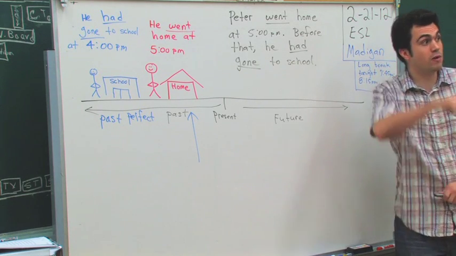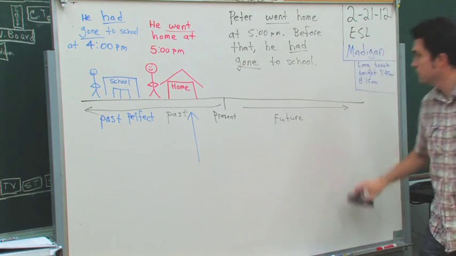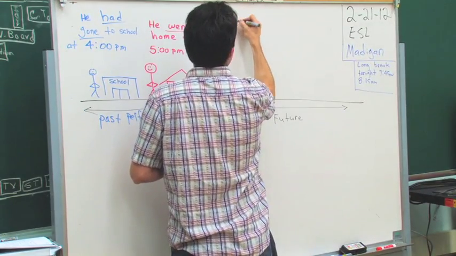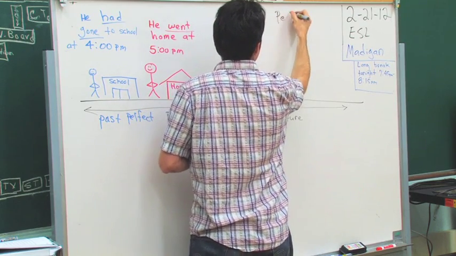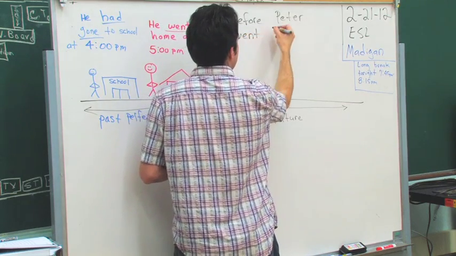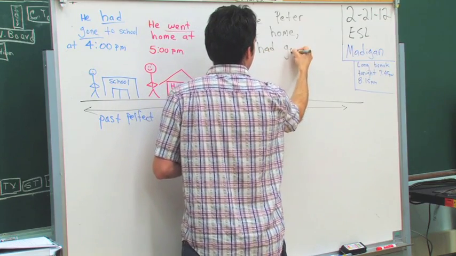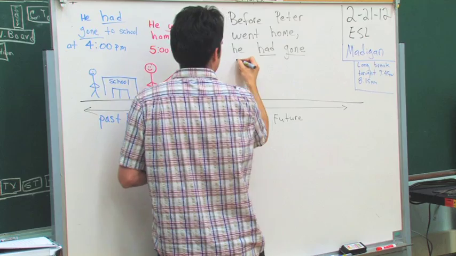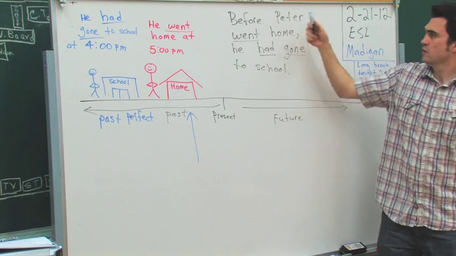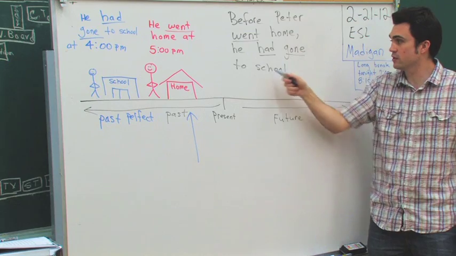Before Peter went home, comma, he had gone to school. That was your question in one sentence. So let's put it in one sentence, like Michael said. Before Peter had gone or went? Went. Before Peter went home, comma, he had gone, past perfect, to school. Okay? One sentence. Before Peter went, past tense, home, comma, he had gone, past perfect, to school.